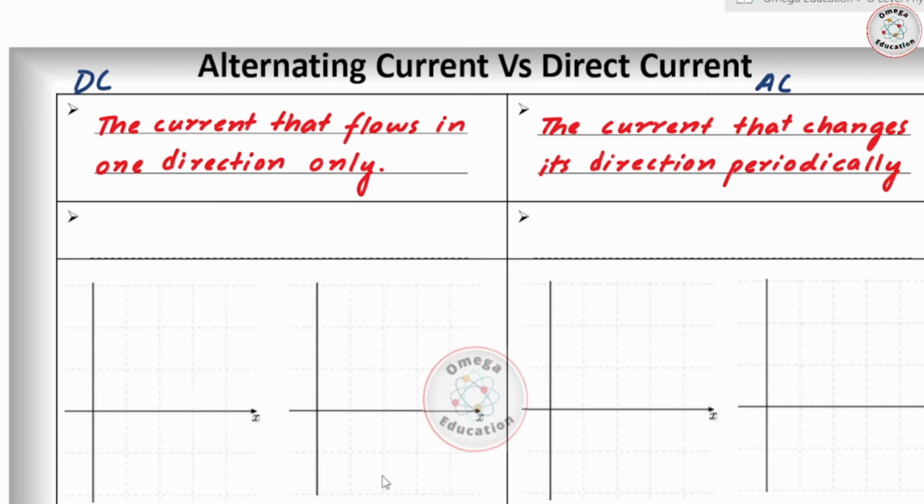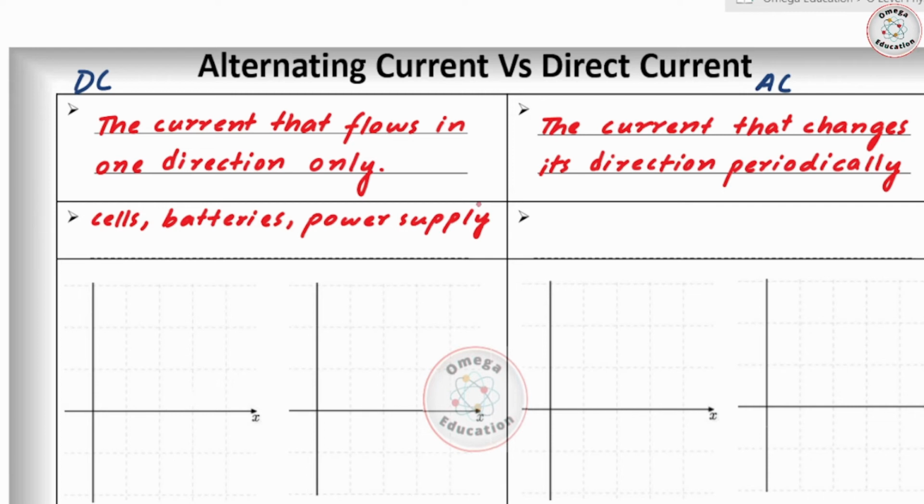Now the next thing is the sources. The primary sources of DC current are cells, batteries, power supply, and in most of the science labs, in your school lab, you must be having a power supply from which you can get a certain amount of voltage.